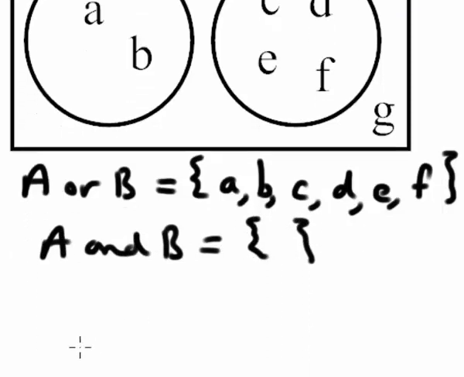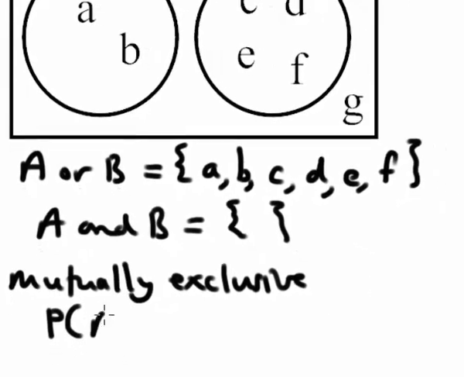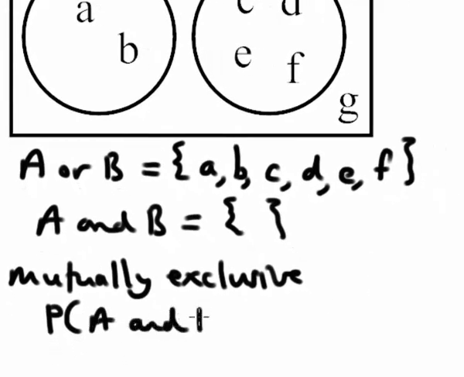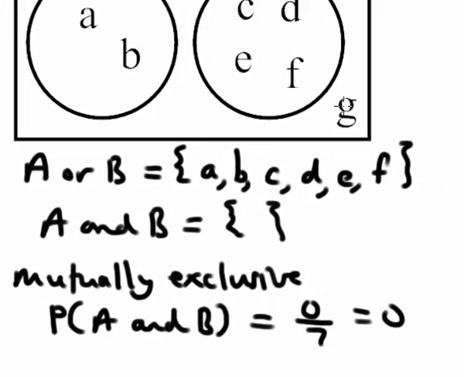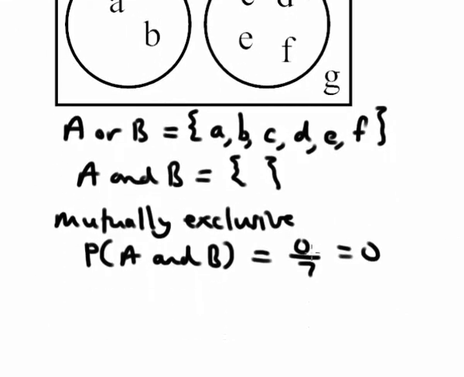So what are the events? The events are mutually exclusive. There we go. And the probability of A and B is 0. It's 0 out of the 7, which is 0. Remember, we're including G now. The sample space has got A, B, C, D, E, F, and G. So automatically the intersection is 0.